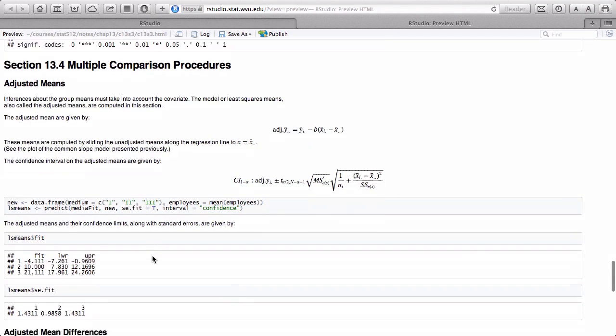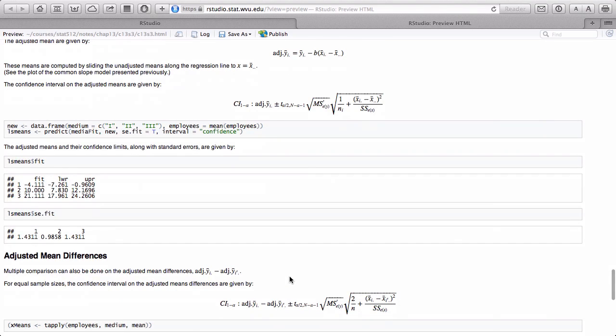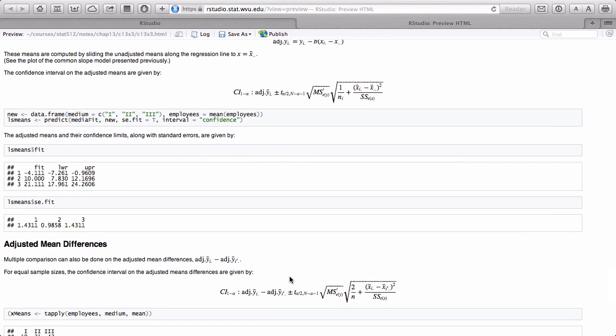So that will give us the adjusted means, and I can set a confidence interval on it. It's the adjusted mean plus or minus the t-value times the square root of the mean square times 1 over n sub i, plus x bar i minus x bar squared over the sum of squares of the residuals due to the x's. So how can we compute this? Well, it turns out that R has a nice little function that lets you compute these pretty easily. And in fact, not only that, but it lets you get lower and upper confidence limits. And that's nice because otherwise it would be hard to compute.